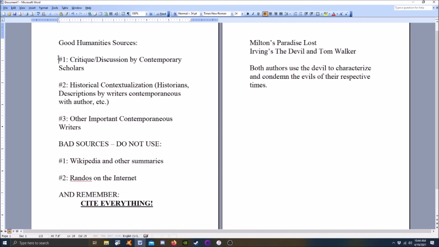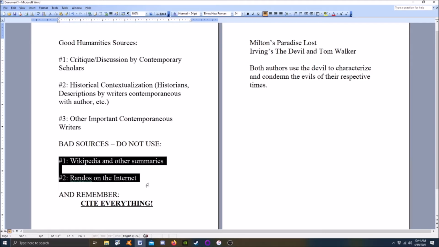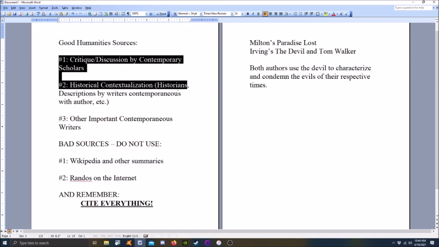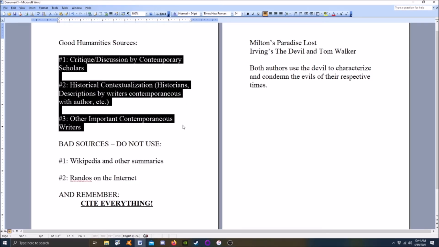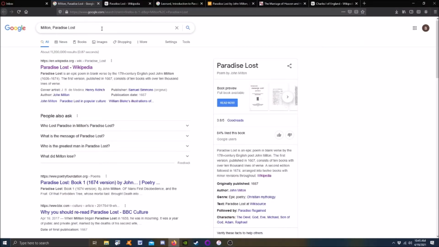So again, three possible good sources to avoid. Most importantly, we're looking for peer-reviewed scholarly sources, people who have published on this stuff, people who are experts in their field, people who are authorities. So with that in mind, let's dig in.